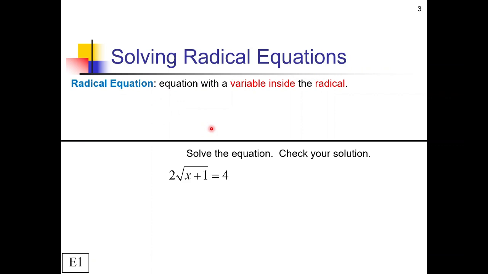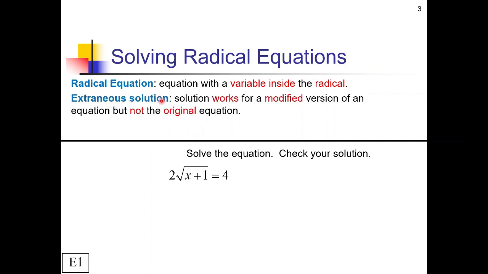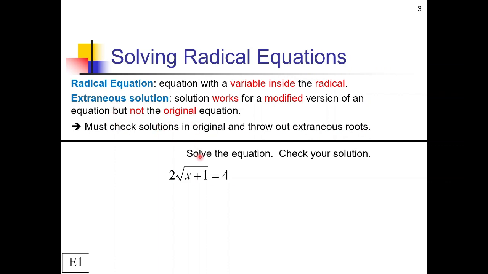Now, one reason it's good to know if something is a radical equation is because these equations sometimes have what are called extraneous solutions or extraneous roots. These are solutions that will work for a modified version of the equation after you do stuff and move things around, but they won't actually work in the original equation when you plug them back in. So for this reason, on these problems, you need to check solutions in the original equation and throw them out if they're extraneous, if they don't actually make the original work.